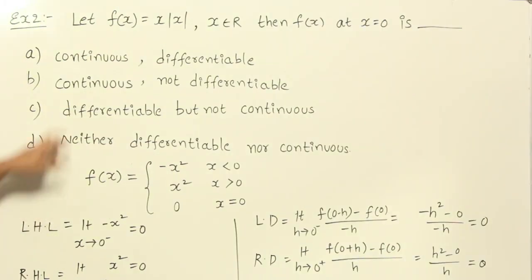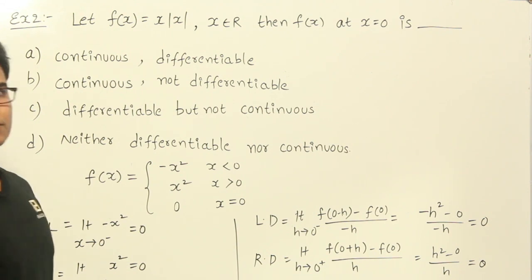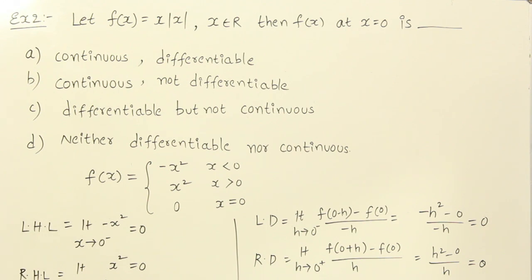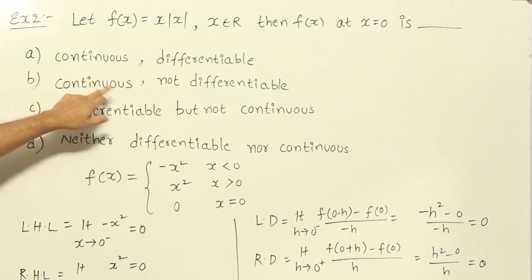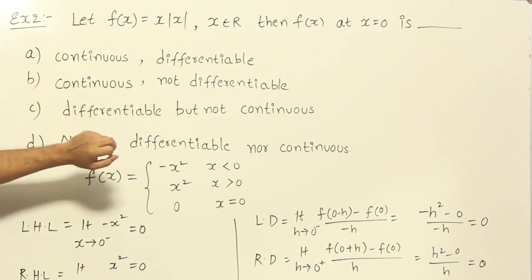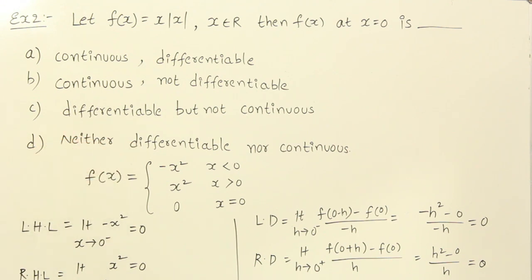Now let's see this question. Let f(x) = x|x| for x belonging to the real numbers. Then f(x) at x = 0 is. So they are talking about the point x = 0 and they have given us the function. Now the options are: continuous, differentiable; continuous, not differentiable; differentiable but not continuous; neither differentiable nor continuous.